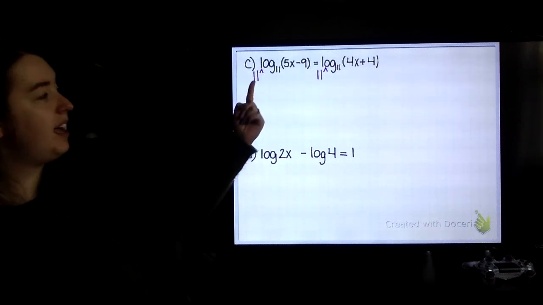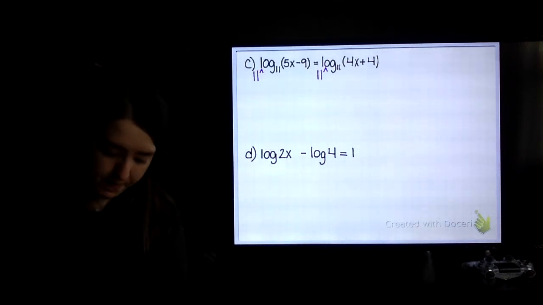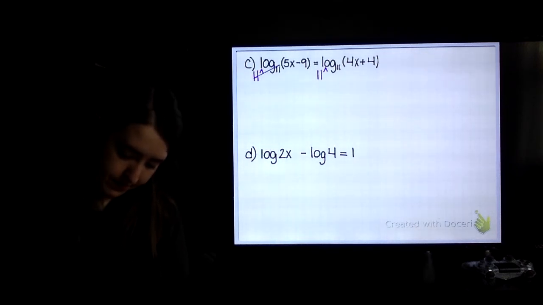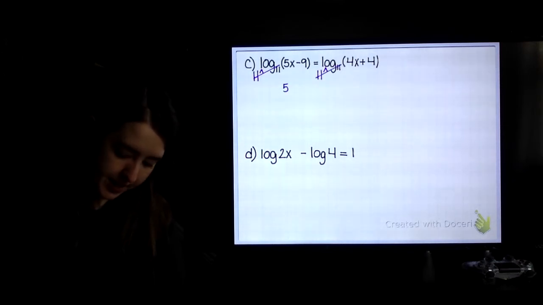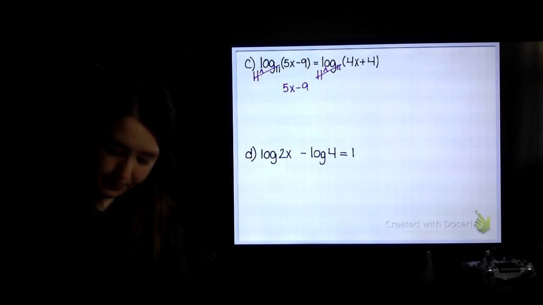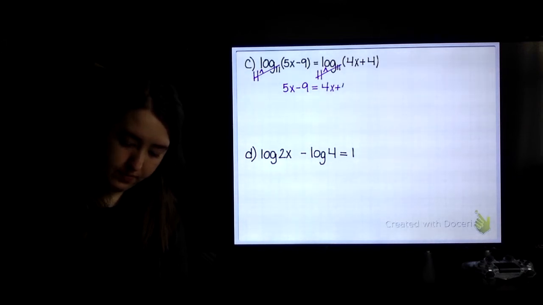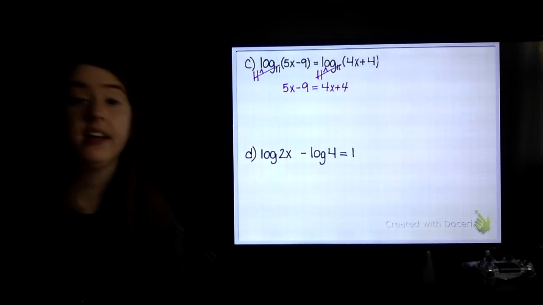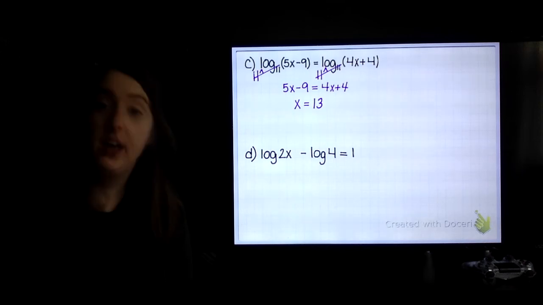What's going to happen with my 11 to the power of log base 11? Those just cancel out. So then we're just left with 5x minus 9 equals 4x plus 4. Okay, so now we'll start to solve. Subtract 4x and add 9. So x will equal 13.